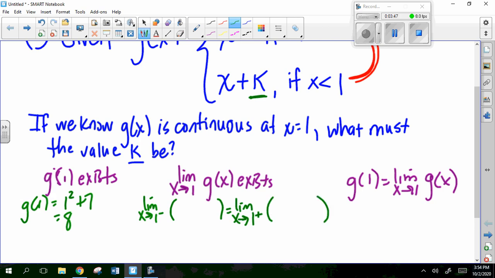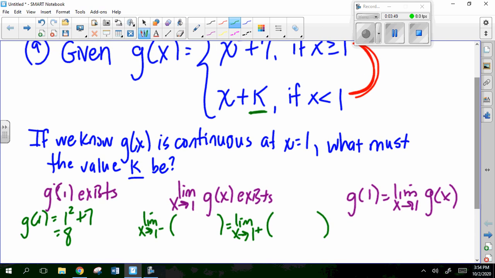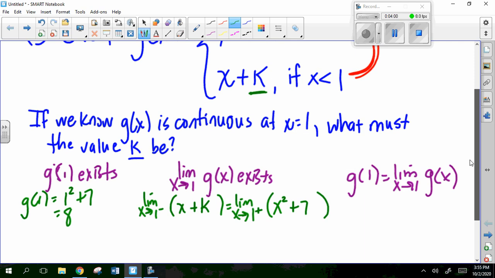So if I take my piecewise function and I pick out the appropriate pieces, the left is the x plus k, the right is the x squared plus 7, and then when I find those two limits by plugging 1 in for x, I get 1 plus k equals 1 squared plus 7, 1 plus k equals 8, k is 7. So that's the one that actually gave me a way to solve for k.